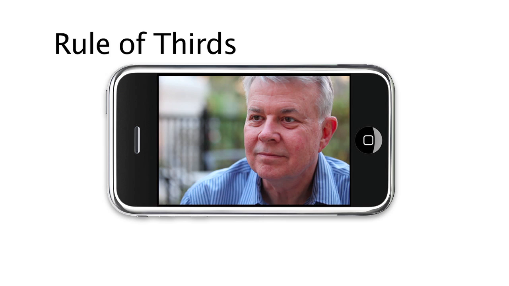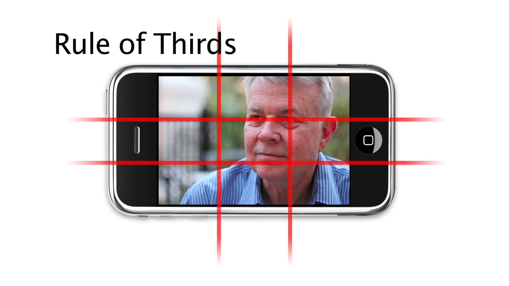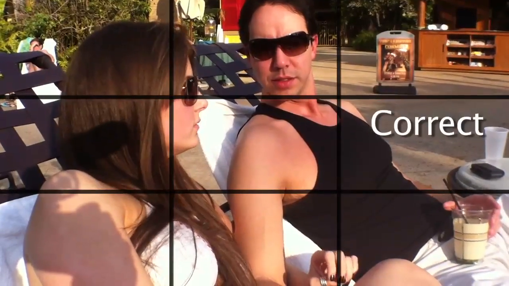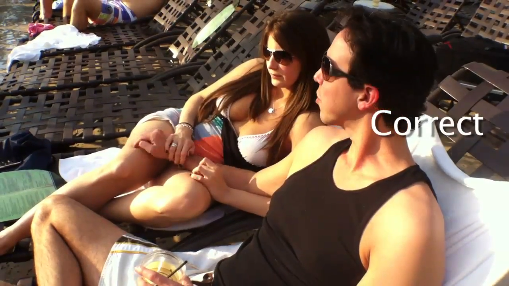The rule of thirds is a compositional rule of thumb that states that the frame should be imagined as divided into 9 equal parts by 2 equally spaced horizontal lines and 2 equally spaced vertical lines, and that important compositional elements should be placed along these lines or at their intersections. Aligning your subject with these points creates more tension, energy, and interest in the composition than simply centering the subject would.